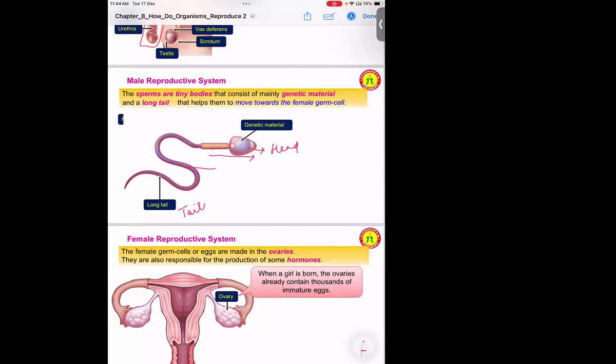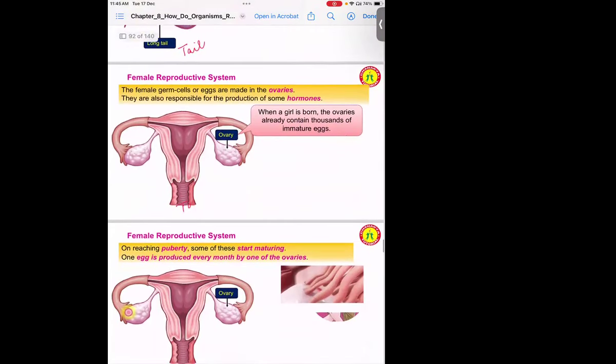The tail just helps them to swim in the medium of the female. So when they are traveling in the female body, the tail helps them to swim. This is an important question: why do they have the tail? The tail will help them move towards the female germ cells. And if they ask in the board exam which part contains the genetic material, the answer is the head. That is why only the head part reaches inside the egg of the female, and because of that, the character of the father will be passed into the egg.